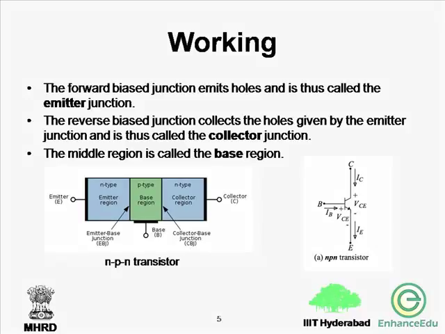The flow of holes from the emitter gives rise to the emitter current. Holes cross over the base and enter the collector region and contribute to the collector current. Ideally, no recombination must occur in the base, but practically some recombination does occur. Therefore, it causes a drift of electrons in the base region, which must be supplied by an external current. This external current gives rise to the base current. However, the base current is very small in magnitude as compared to the emitter and collector currents.